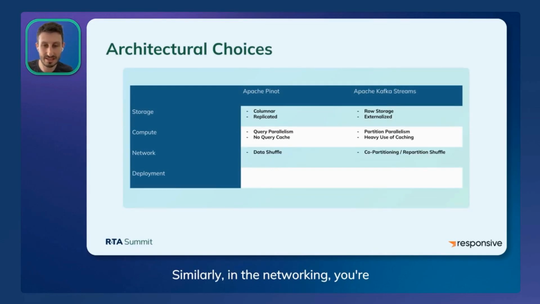Similarly, in the networking, you're going to see data shuffles in the database, where you're going to see persistent data shuffles through repartitions in a stream processor. The difference you'll see here is that in a database, if you're querying lots of different data, it makes sense because you want to only shuffle the data that you need. Whereas in a stream processor, it'll optimistically shuffle the data.